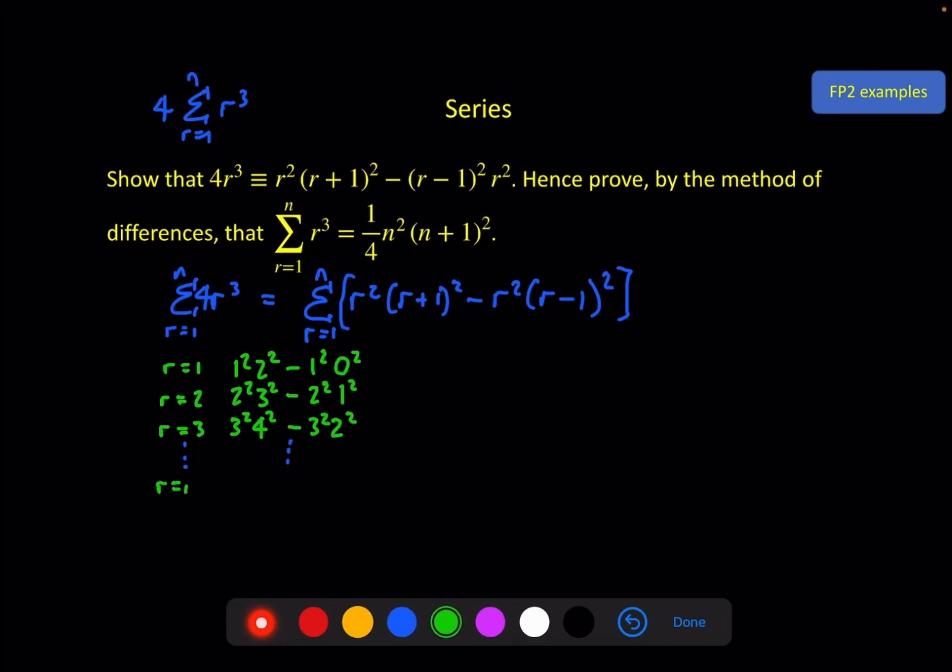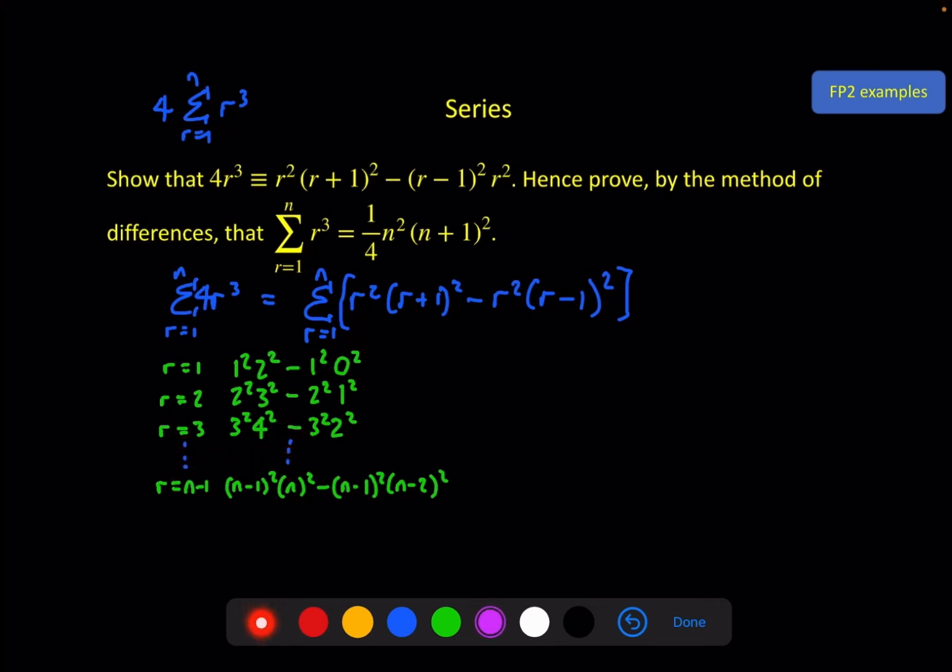Let's try n minus 1. That would give us n minus 1 squared, n squared, minus n minus 1 squared, n minus 2 squared. And the pattern was that the second part of the term cancels with the first part of the previous term. So this one will cancel with the part that I can't see. I didn't write inside here with the dot dot dot.